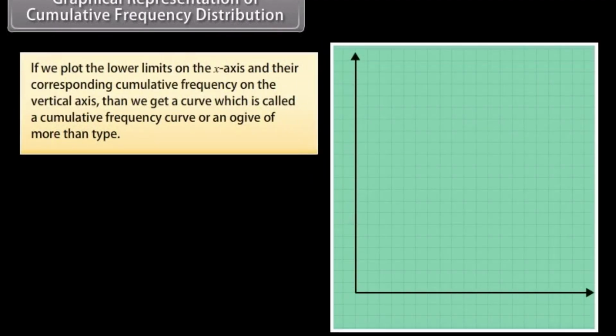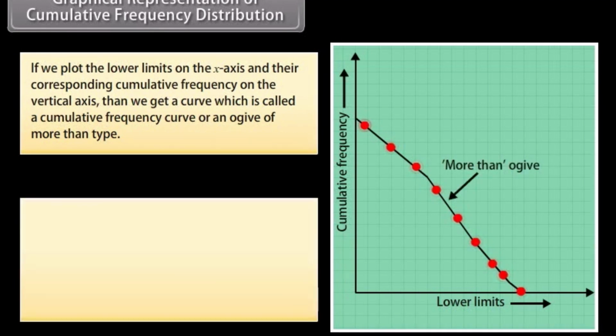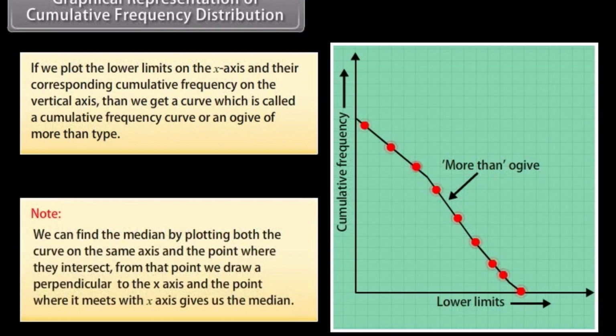If we plot the lower limits on the x-axis and their corresponding cumulative frequency on the vertical axis, then we get a curve which is called a cumulative frequency curve, an ogive of more than type. Note: we can find the median by plotting both curves on the same axis and finding the point where they intersect. From that point, we draw a perpendicular to the x-axis, and the point where it meets the x-axis gives us the median.